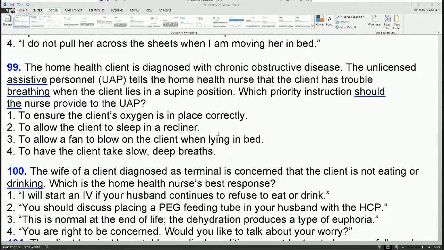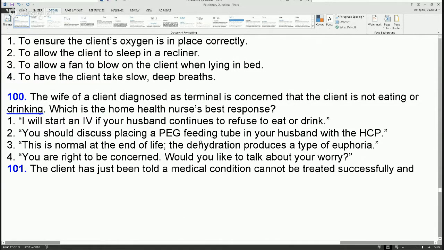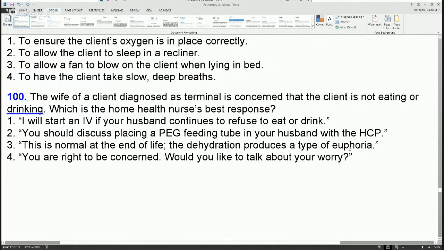So we'll do one more. The wife of a client diagnosed as terminal is concerned the client is not eating or drinking. What is the home health nurse's best response? Well, I wouldn't say this, but number 4 I think is the right answer. No, it's not 4. That's therapeutic, but they're asking you a question. Yeah, good, because I wouldn't say that. It's not 4.